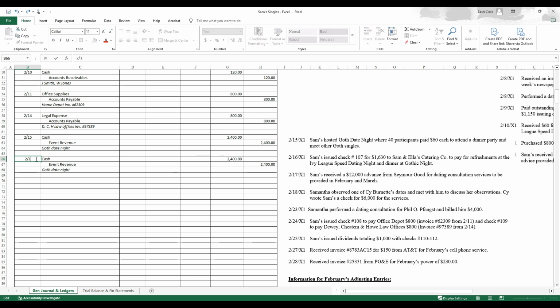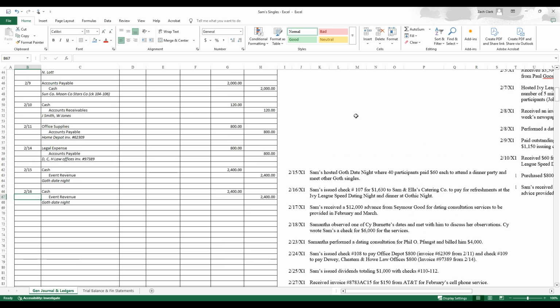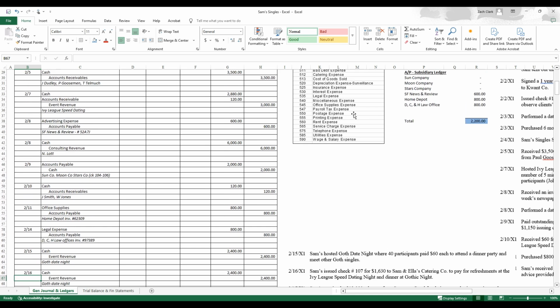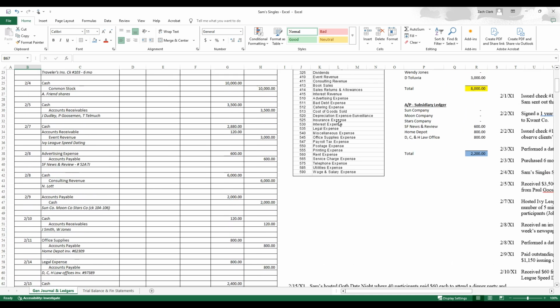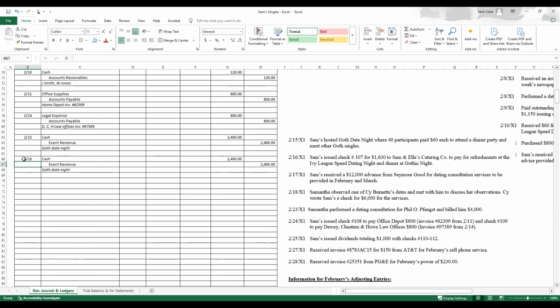We don't need to update AR, AP subledgers or anything. All cash there. So on the 16th, now we've got issued our check to pay the catering. Okay, so let's see, what do we have? Catering expense account. Let me look at that real quick. Yeah, catering expense. Okay, so catering expense.